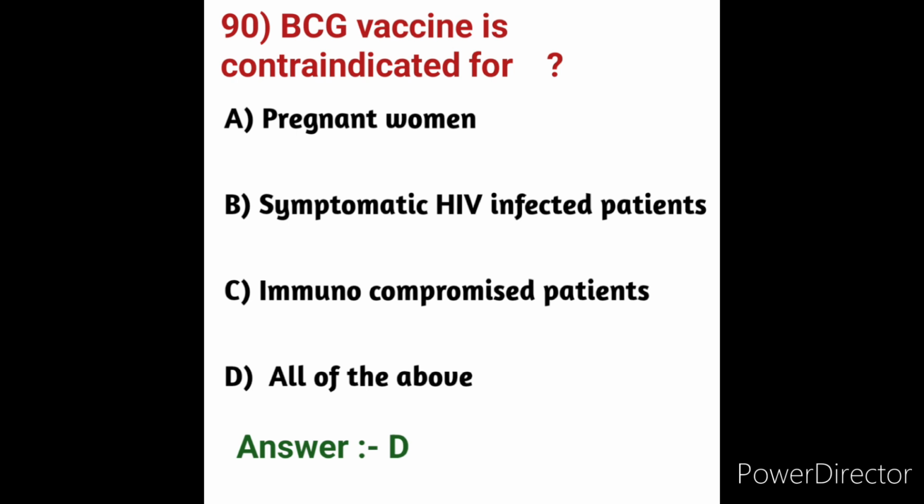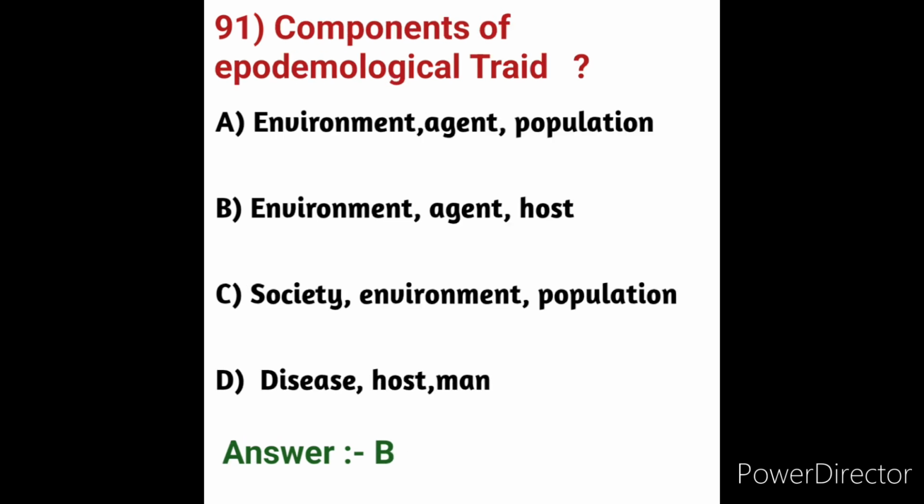Next, move on to question number 91. Components of the epidemiological triad.